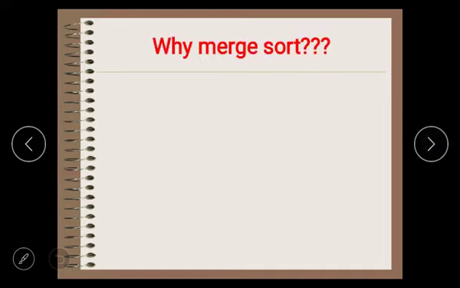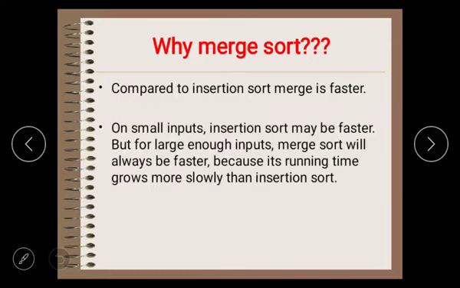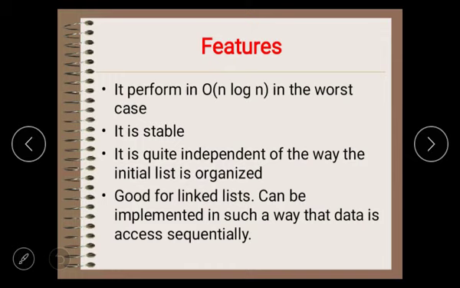And why do we use merge sort? It is faster when we compare it with insertion sort. On small inputs, insertion sort may be faster, but for large enough inputs, merge sort will always be faster because its running time grows more slowly than insertion sort. What are the features of merge sort? It performs in order of n log n in the worst case, as it is stable and quite independent of the way the initial list is organized.